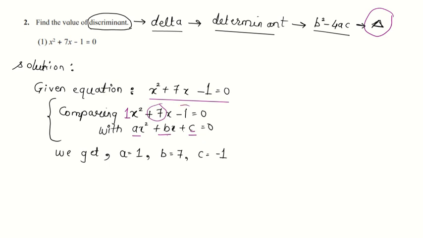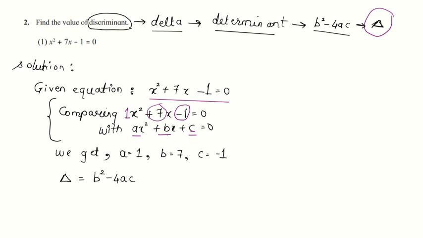So the value of c will be minus 1. We get a is equal to 1, b is equal to 7, and c is equal to minus 1. So as we need to find out the value of the discriminant, which can be written as discriminant is equal to b square minus 4ac. We need to find the value of this.